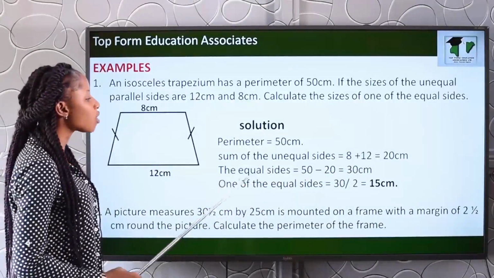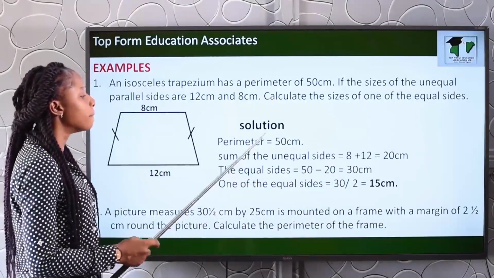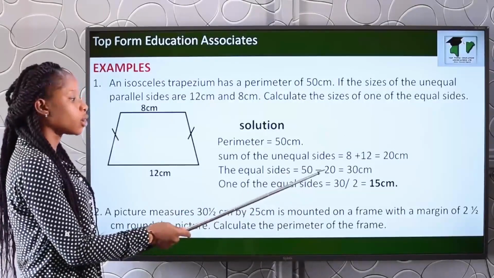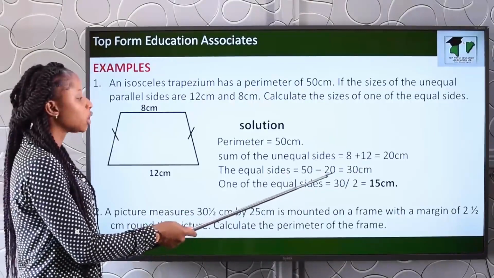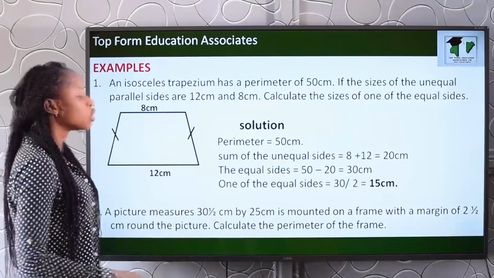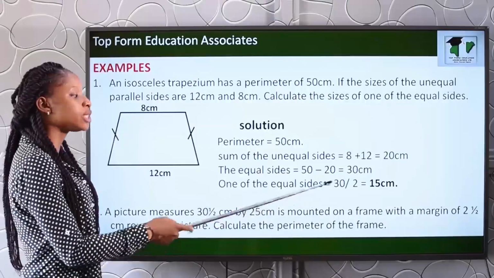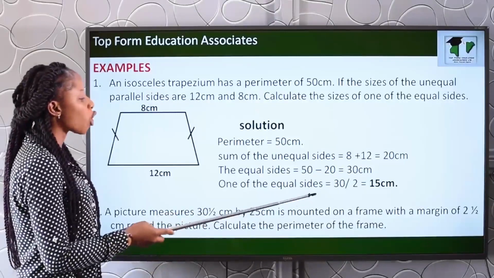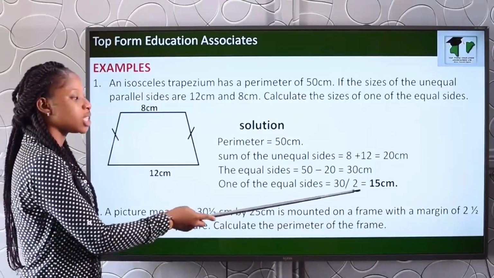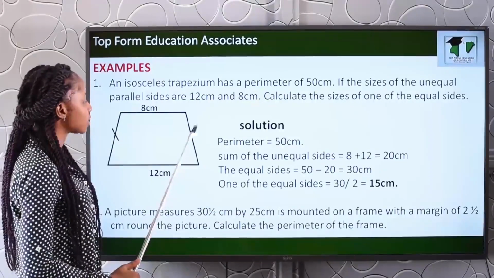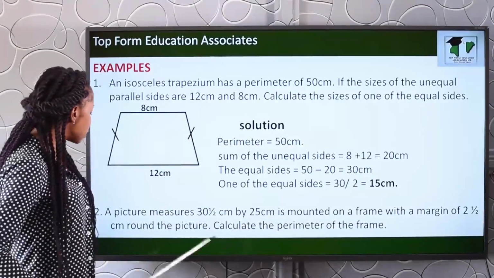Now, the equal sides will be the perimeter minus the sum of the unequal sides, to give us 30 centimeters. So to get one of the equal sides, we divide by 2. Therefore, the length of one of the equal sides is 15 centimeters. The length of one of these parts is 15 centimeters.